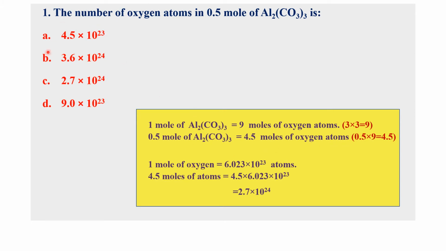In terms of Avogadro number, 1 mole of oxygen will be equal to Avogadro number of atoms. Then 4.5 moles of oxygen atoms will be equal to how many atoms? So by cross multiplying it and solving it, we will get 2.7 × 10^24. So the answer is C, that is 2.7 × 10^24 atoms.